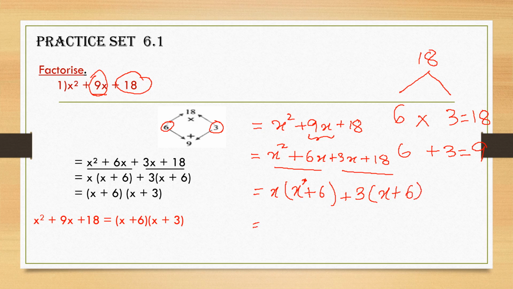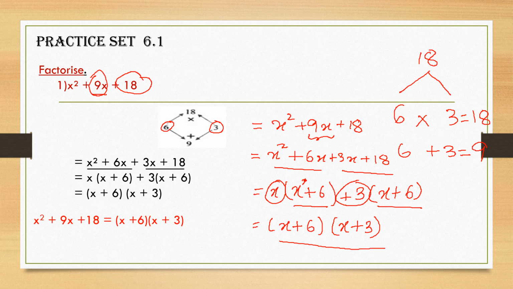Now one thing you note, here x plus 6, here as well we have x plus 6, so you write x plus 6 once. So this is x plus 6. Next, you just write this x and this plus 3 together. So we have x plus 3. So the factors of the expression x squared plus 9x plus 18 are x plus 6 and x plus 3. So that is our final answer, x plus 6, x plus 3.